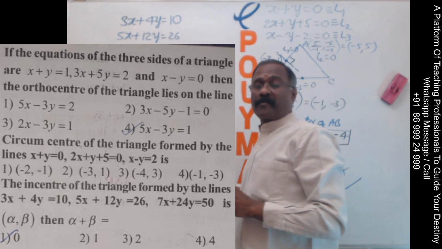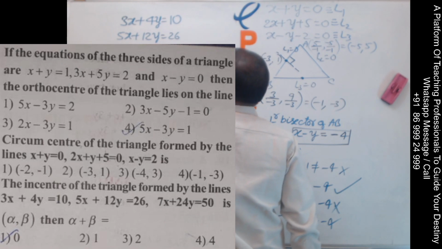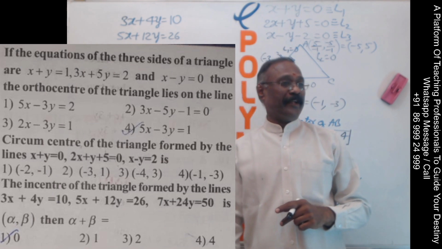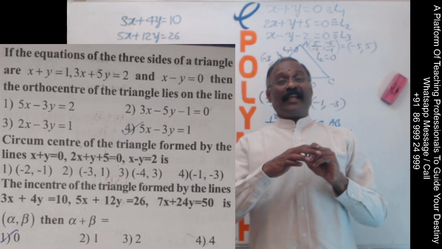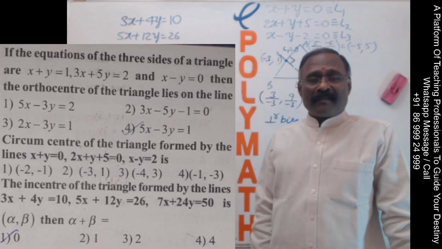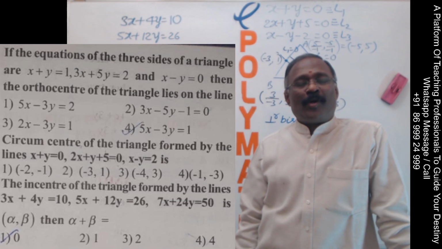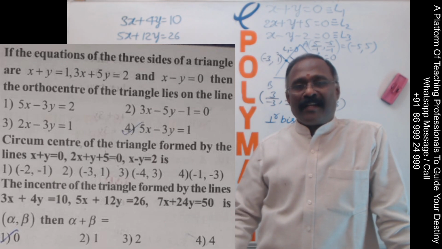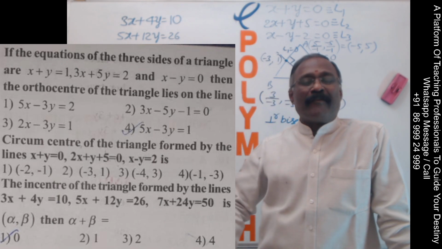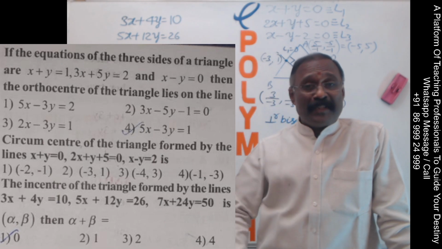Third one, 7x plus 24y is equal to 50. In fact, if you want to apply the formula there, what I said now, ax1 plus bx2 plus cx3 by a plus b plus c, ay1 plus by2 plus cy3 by a plus b plus c, what is that to be done?